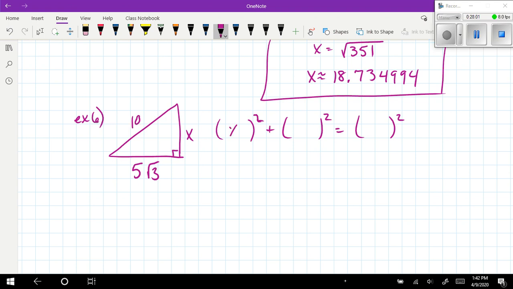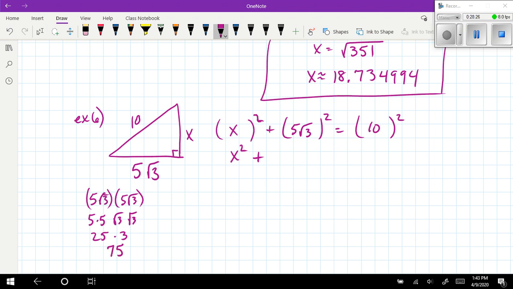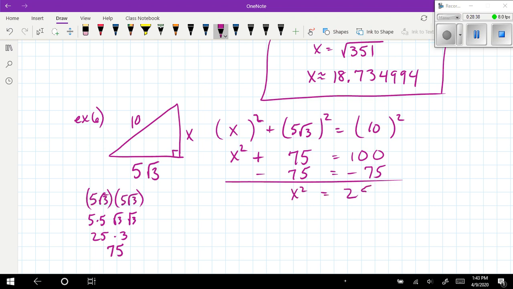All right, well, one of my legs is x, the other one is 5 root 3. Hypotenuse is a 10. So this gives me x squared plus, now I need to do 5 root 3 squared. That gives me 5 root 3 multiplied again by 5 root 3. 5 times 5 gives me 25. Root 3 times root 3 gives me 3. And 25 times 3 is 75. Equals 100. Subtract the 75 from both sides of the equation to solve for x. I get x squared equals 25, which means x is 5.